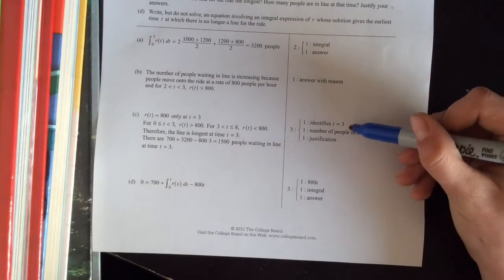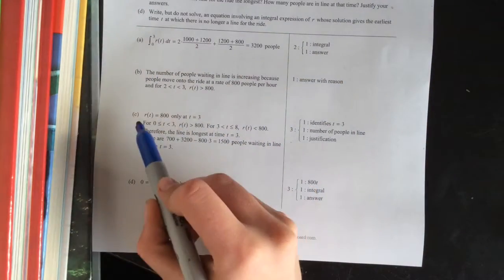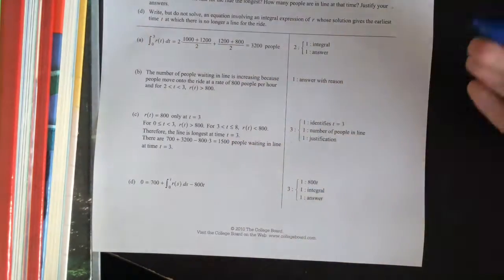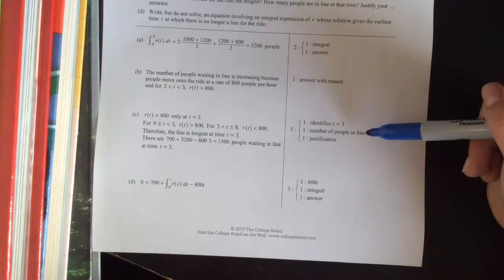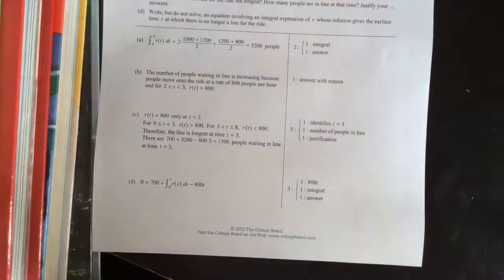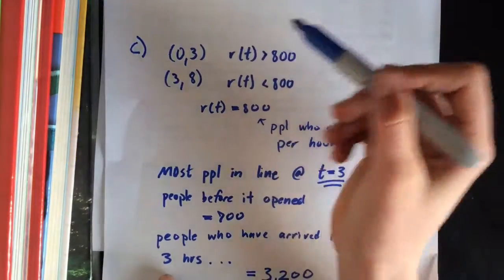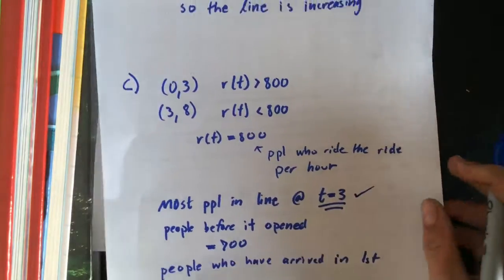Part C has 3 possible points. It identifies t equals 3 as the only place that r of t is equal to 800, and as the time when there's the most number of people in line, and then the total number of people in line, and then justification for this. So for part C, we have this. We identified t equals 3, so perfect, we have that first point.